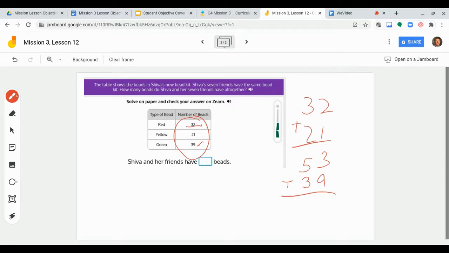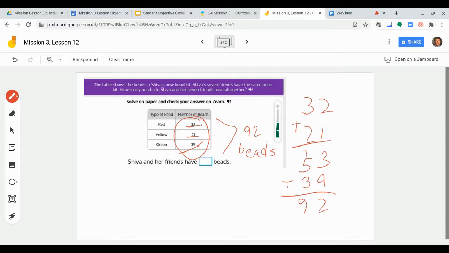So now, because I added 32 and 21, I'm going to add that 39. Okay. So 3 plus 9 is 12. Carry the 1. 1 plus 5 is 6, plus 3 is 9. So 92. So one bead kit, all of these together, there are 92 beads in one kit. 92 beads, and that's just in one kit.